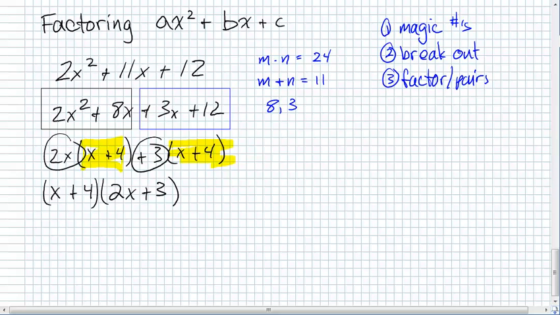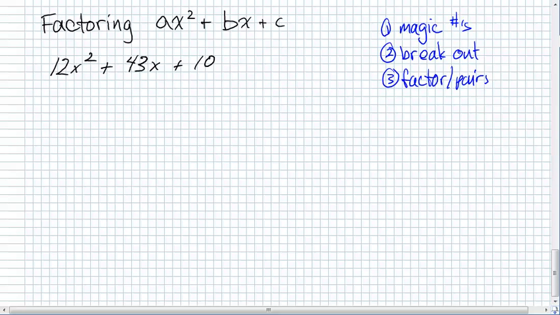Okay, well here's another one then. 12x squared plus 43x plus 10. Same method. Find the magic numbers that multiply to give 120, add to give 43. Hopefully you can see that 40 and 3 are our magic numbers. So let's rewrite that middle term into those two numbers, 40 and 3.